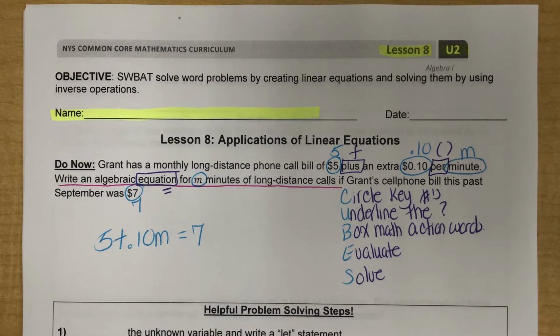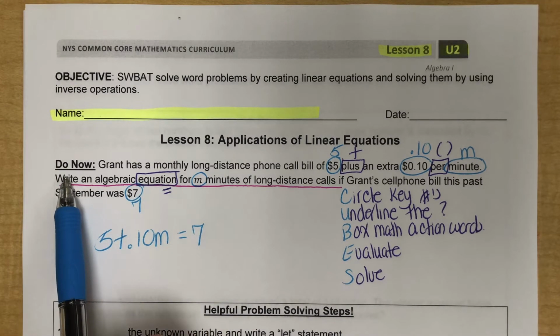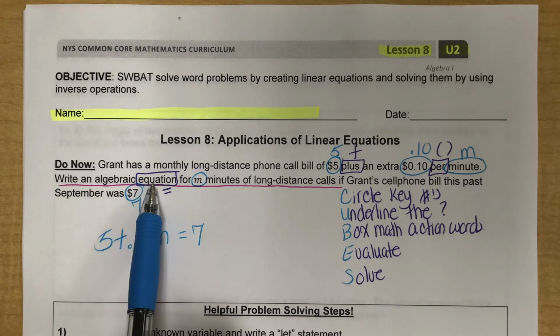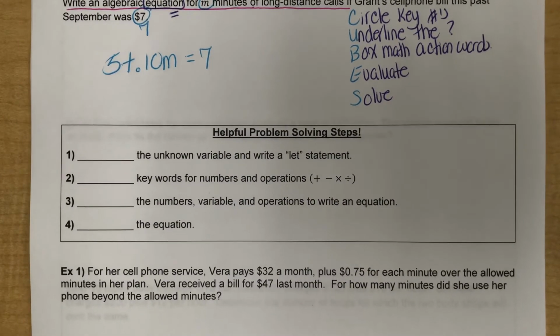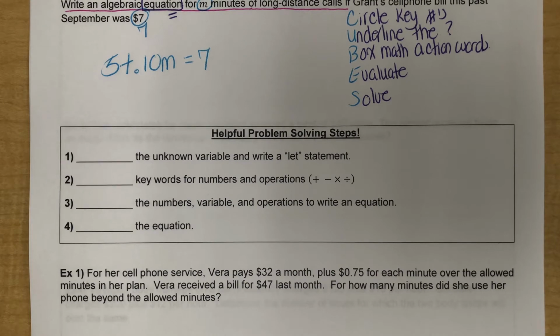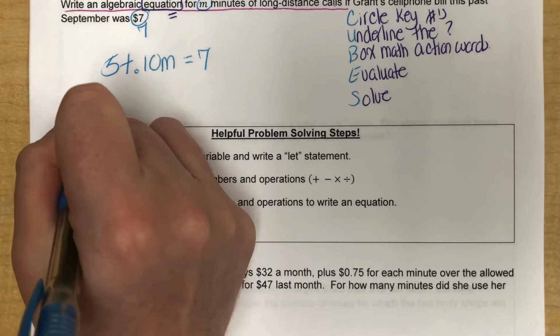Same thing, you go out, you buy clothes, whatever the case is going to be, you're going to add up everything that you're buying, and it's going to equal your total. So again, it just says to write an algebraic equation. Nowhere does it say that we have to solve this, so this would actually be our final answer for the do now. All right, now if we jump down below, helpful problem-solving steps, well, this is what we just went through. The first step was to identify, let's fill that in.